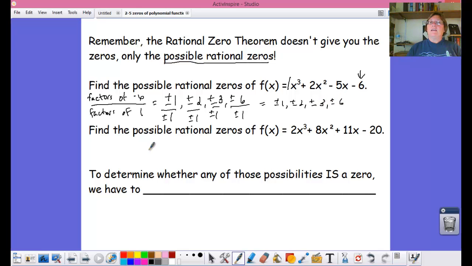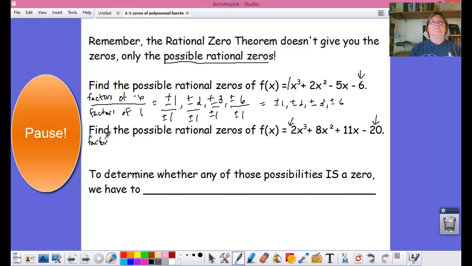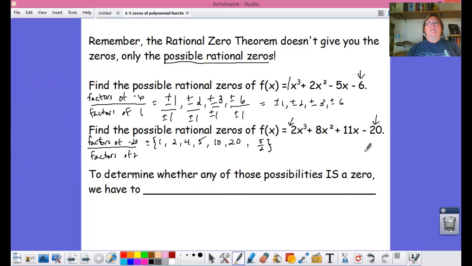Now I want to see if you've got that. We're going to ask you to do the same thing with this function. The constant term is -20. The leading coefficient is 2. So we need factors of -20 divided by factors of 2. All right, go to it.